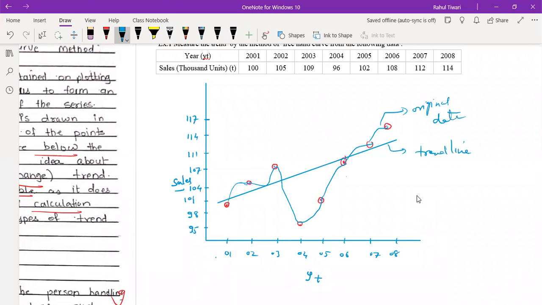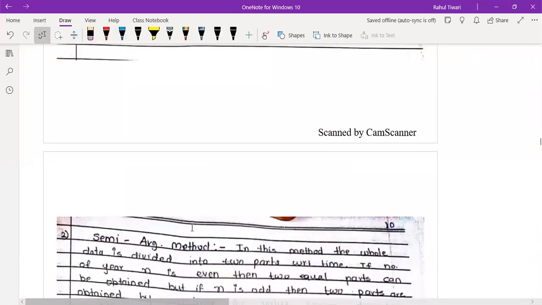But actually, this line can be different for anyone. So anyone can draw according to their data, looking at the points above and below. So why did this method fail? Because this is very subjective, and everybody will get different lines. So because of that problem, I should not use this method, and I'm going to the next method, which is called the semi-average method.